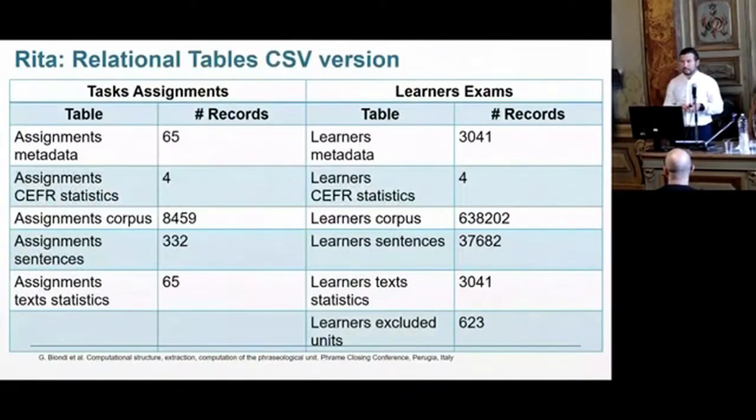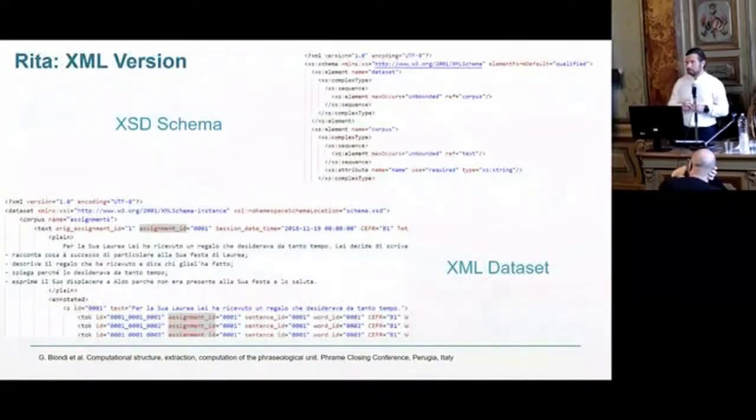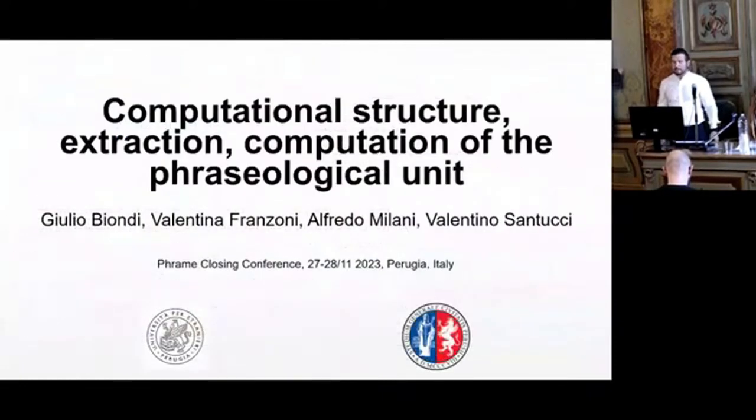And we decided to publish the dataset in two versions, one which is closer to the computer science view, so a relational tables CSV version, which mimics basically a relational database, in which we have 11 tables, which are linked, of course, by foreign key links, and have this size. And another version, which is closer to what language researchers use every day, an XML version with the corresponding XSD schema, which can be used basically similarly to the other version because they contain the same information, but just structured in a different way. And that's all.